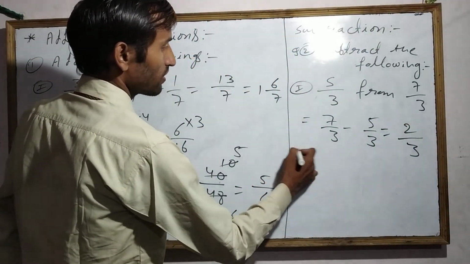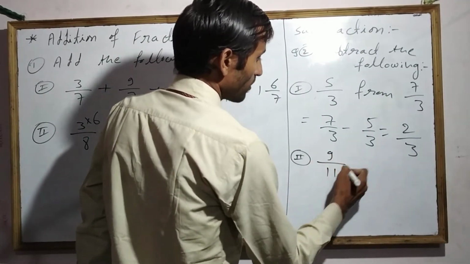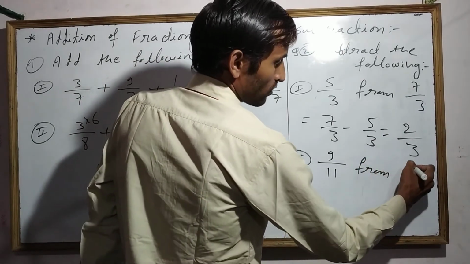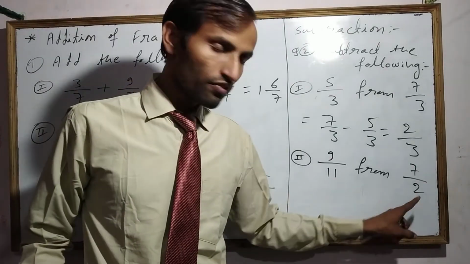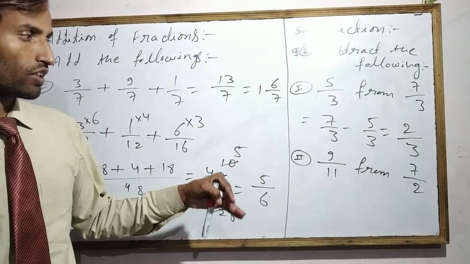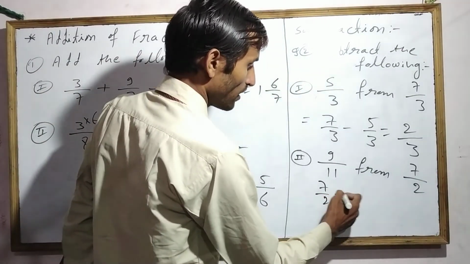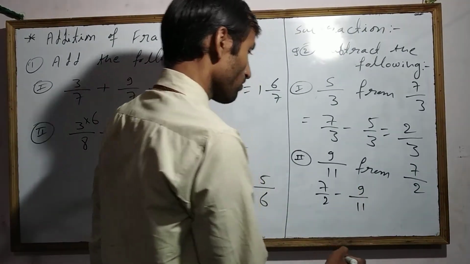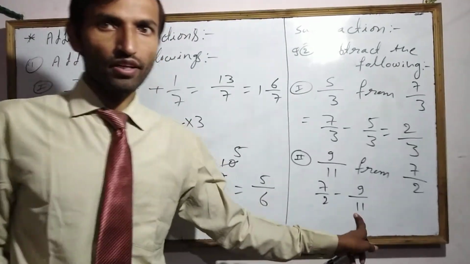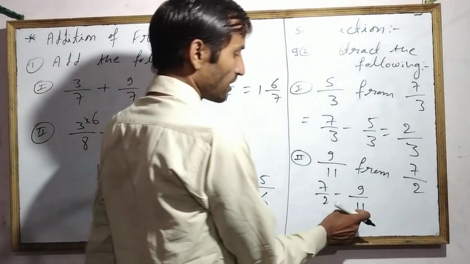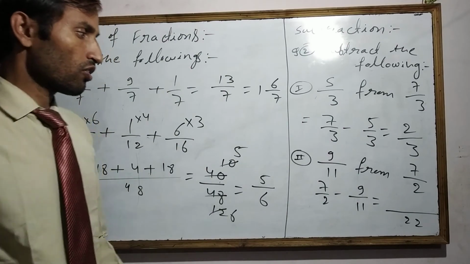Now second part is a question like this. Subtract 9 upon 11 from 7 upon 2, like this. Just you see here denominator is different, means it is unlike fractions. So for that first of all you have to arrange, means 7 upon 2 minus 9 upon 11. Now we have to take LCM of denominators because it is unlike fractions. So just you take LCM, 22 will come. So LCM is 22. After then just you make denominator same.